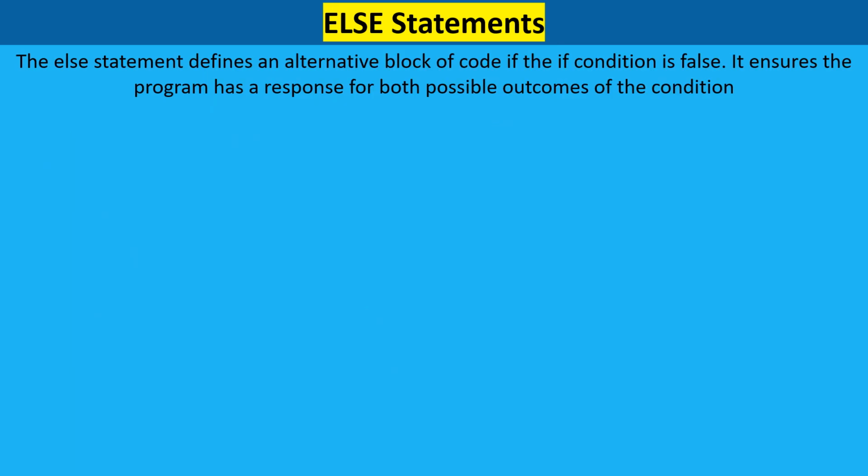Else statement. The else statement defines the alternative block of code if the condition is false. It ensures the program has a response for both possible outcomes of the condition.